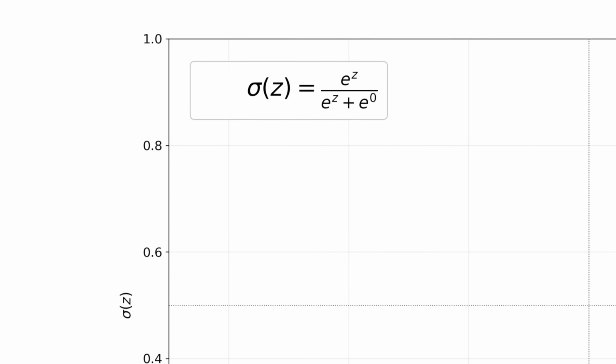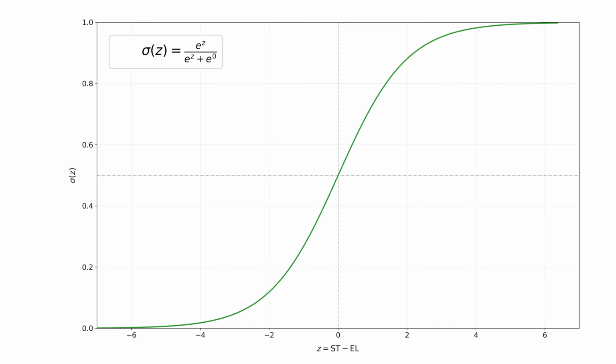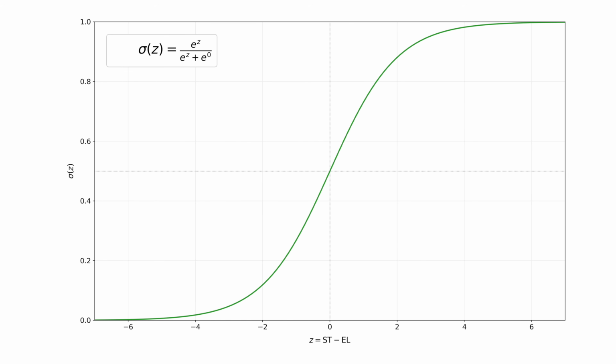Put those steps together, and the entire process becomes a single function. That function is called the sigmoid function. The sigmoid function is a special case of a family of functions called logistic functions, hence the name logistic regression.